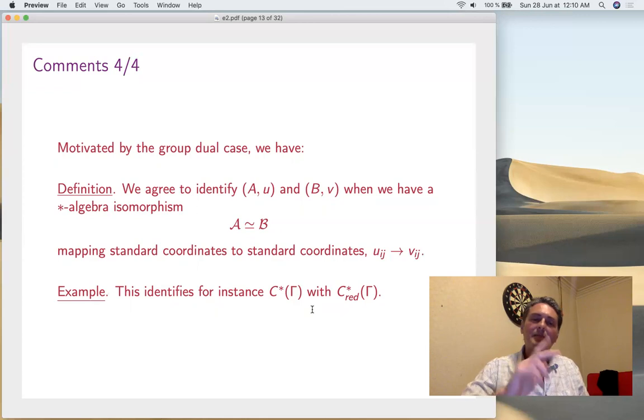So I agree to identify Woronowicz algebras when the algebras of smooth functions are isomorphic, mapping coordinates to coordinates. Why is this good? Because this identifies, for instance, the full and reduced group algebras. In the classical case, of course, nothing will happen because there's no analysis there. Let's not get into this, but that's the definition that we will use, and it's good. It fixes this bug of Gelfand functoriality.